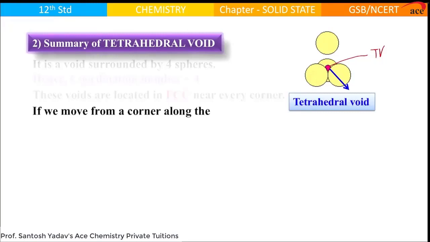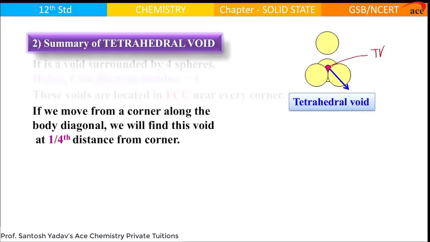These voids are located in FCC near every corner, and if you move from a corner along the body diagonal, you will find the void at a certain distance from the corner. Remember this: this is a corner, this is a corner, this is the body center, then there is a tetrahedral void here and a tetrahedral void here. So, almost at 1/4 of the body diagonal, which is A root 3, the tetrahedral void is present. So, this spacing is A root 3 by 4. That is the place where the tetrahedral void is present.